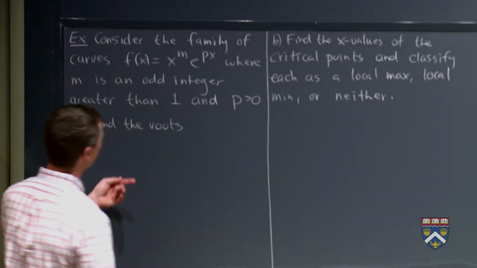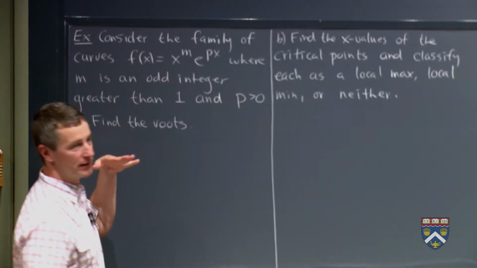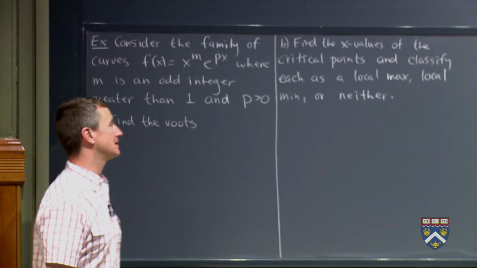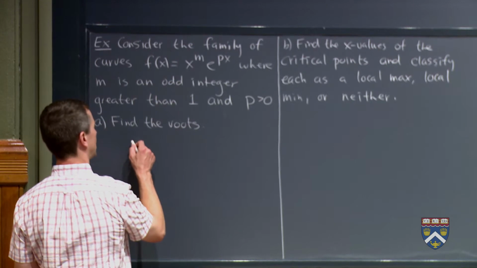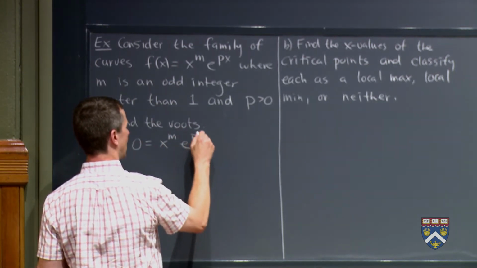So we're going to look at the family of curves x to the m e to the px, where m is an odd integer greater than 1. So m is 3, 5, 7, 9, something like that. And p is some positive constant. We want to find the roots, so that's not a calculus problem. This just means 0 is equal to x to the m e to the px.